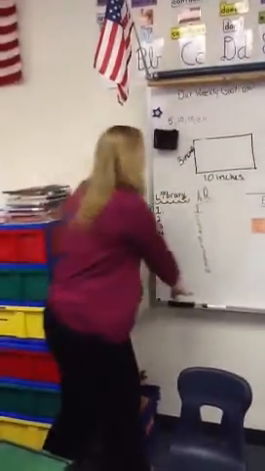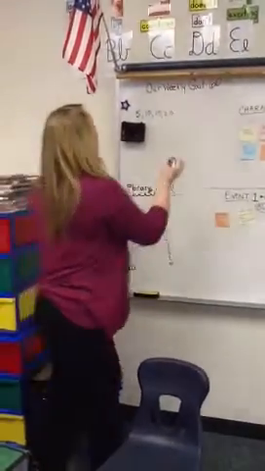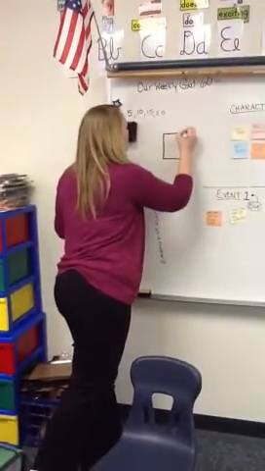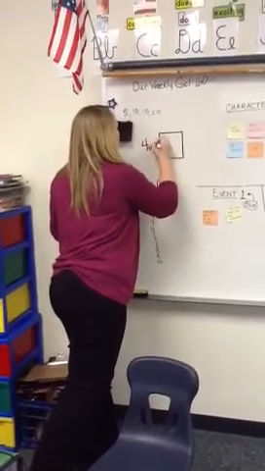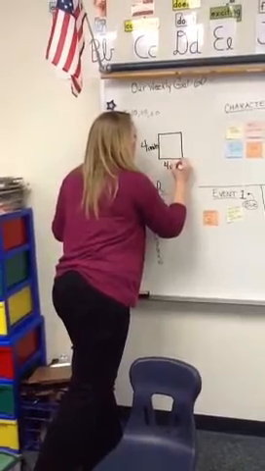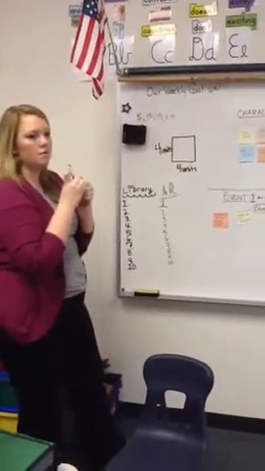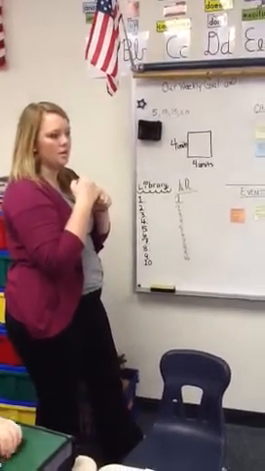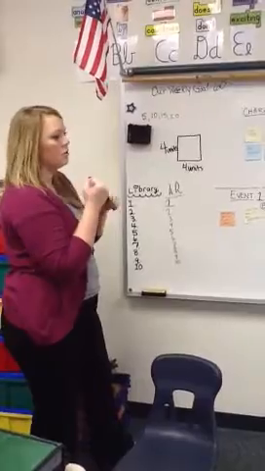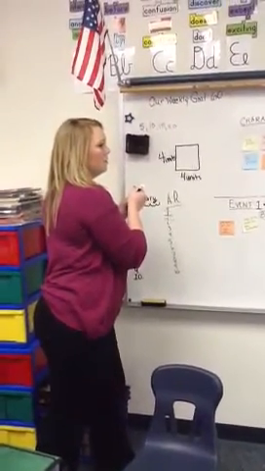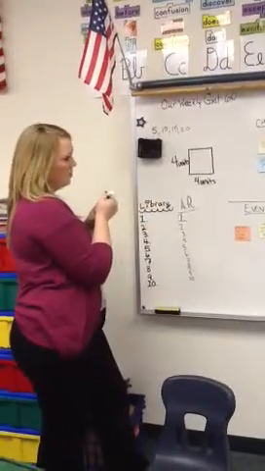Okay, let's try one more. And then we'll go out in the hall. So we have 4 units and 4 units. What is our area? Mia: 16. What goes before the units? Remember that word? Squared units.